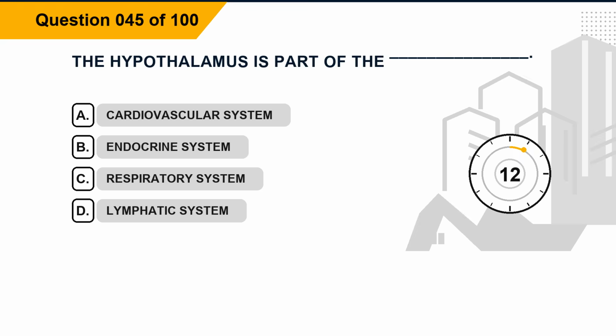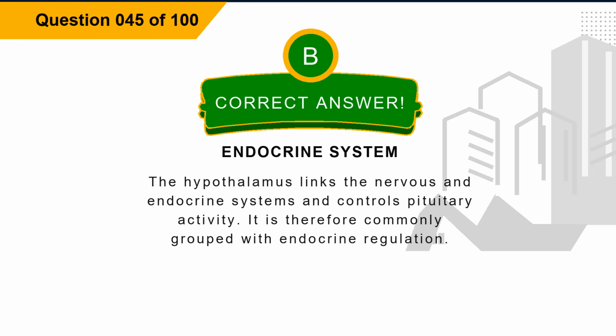Question 45. The hypothalamus is part of the blank. Option A, cardiovascular system. Option B, endocrine system. Option C, respiratory system. Option D, lymphatic system. The correct answer is option B, endocrine system. Explanation. The hypothalamus links the nervous and endocrine systems and controls pituitary activity. It is therefore commonly grouped with endocrine regulation.